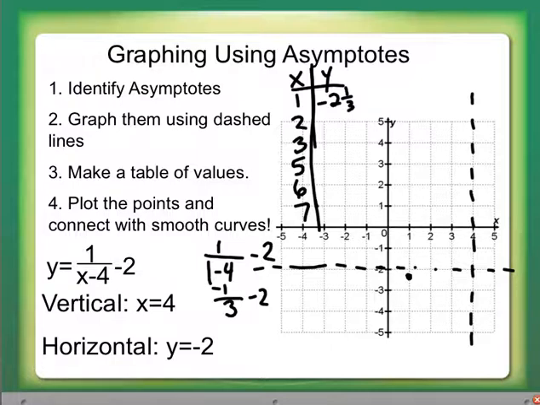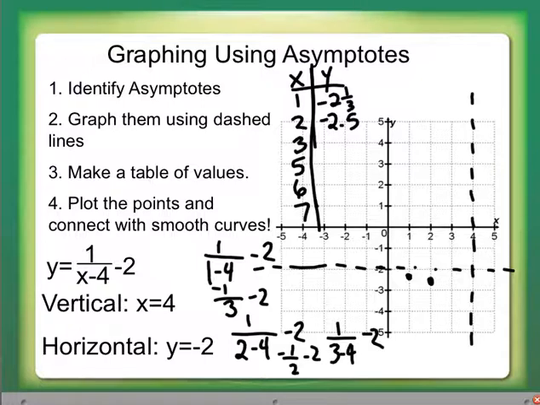Then I do it again for 2. 1 over 2 minus 4 minus 2, which means that I get a negative 1/2 minus 2, so negative 2.5. Okay, it's going to be about right here. All right. And same for x as 3. So we have 1 over 3 minus 4 minus 2, and that ends up being negative 3. Okay, so we go down 3 goes to negative 3.